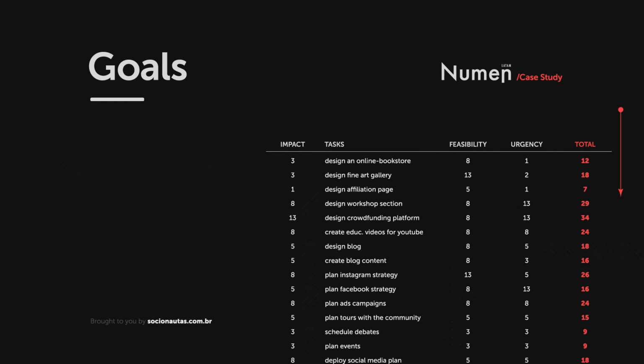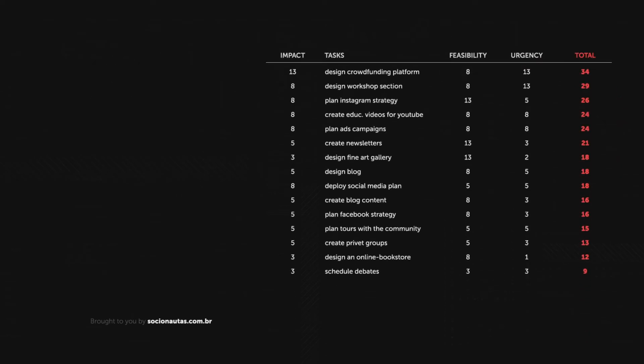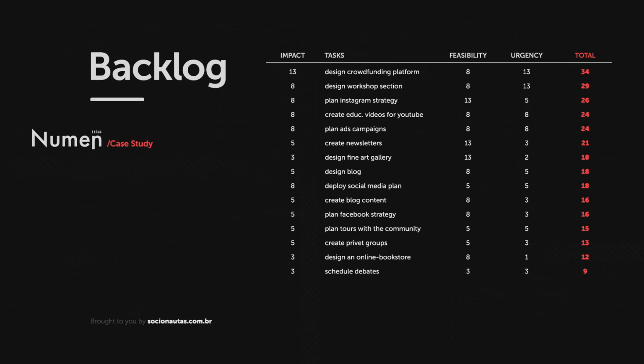Then we organize this list by value and we will end up with a clear picture of what we have to do to achieve your goals. This organized list is your product backlog. It's important to say that you need to refine your backlog from time to time. A backlog is an important tool to keep you on track, to not spend time and resources on low-value tasks. But it's a tool, not a cell.